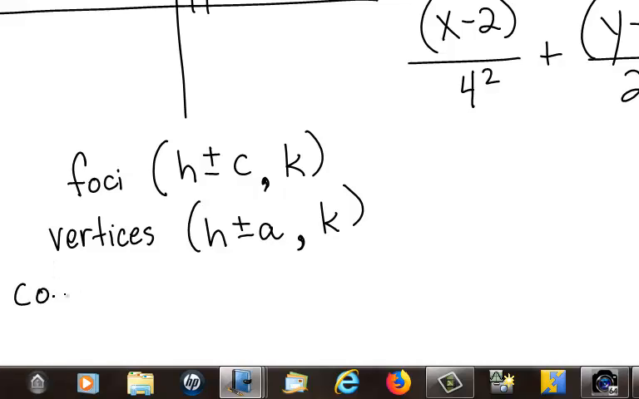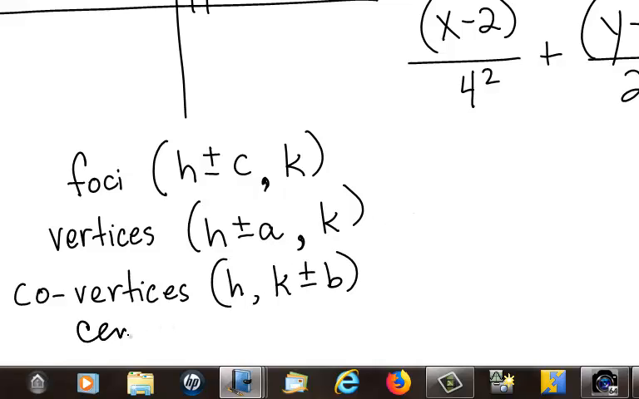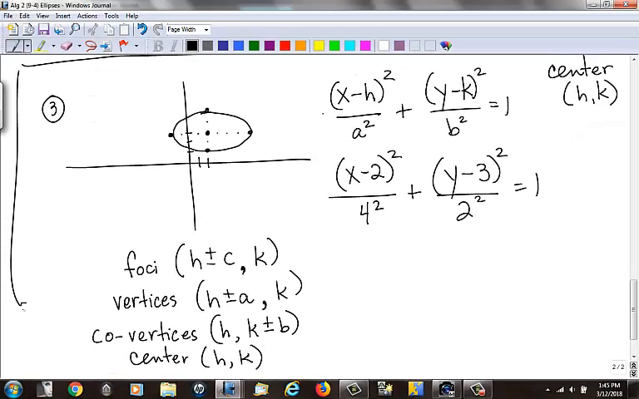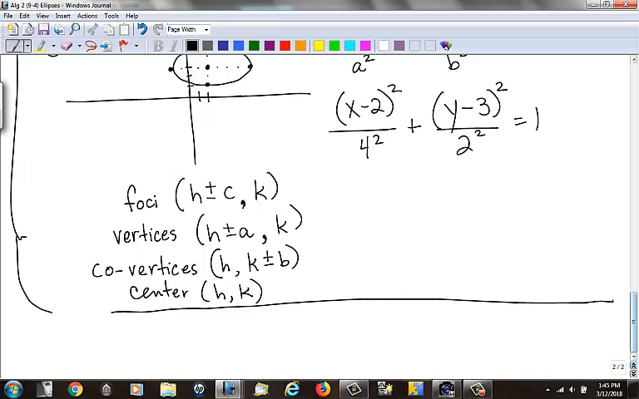The co-vertices have the formula h, then k plus or minus b. And we already said our center is at h, k. So basically you know the a, the b, the h, the k, so you can find any of those ordered pairs. So that's if you're off center and your major axis is horizontal. Everybody good with that?